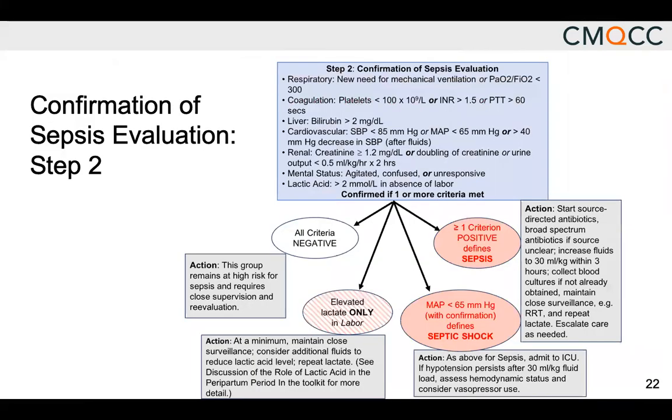So now this is step 2. We've done our confirmation of sepsis, and it's confirmed as sepsis if any one of the above criteria is met. So you've gone through step 1, which is 2 of the vital signs or white cell, and now you're looking at step 2, which is any one of these laboratory values. So if any one of those is positive, that defines sepsis.